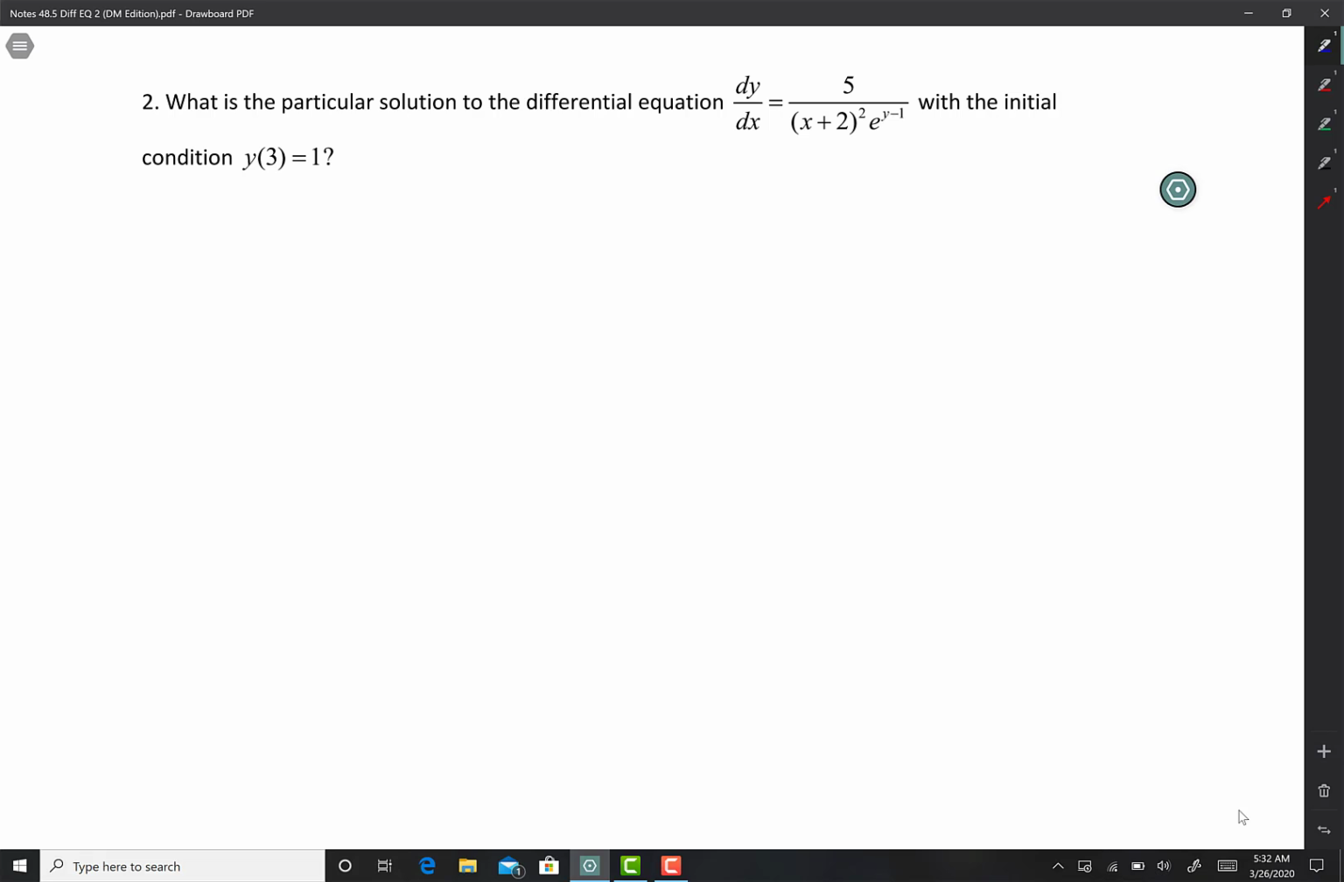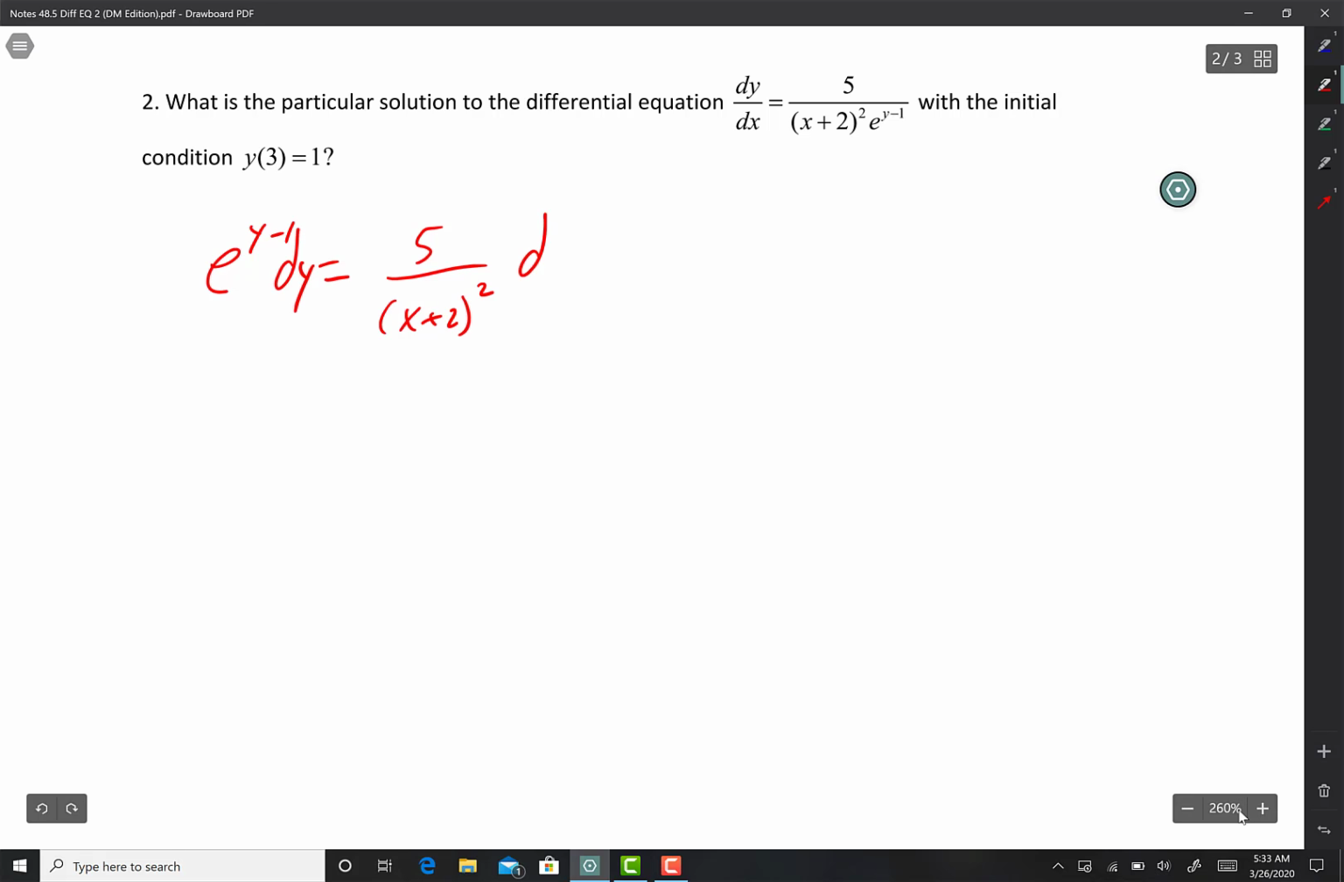So I'm going to put the y's with the y's and the x's with the x's. So here's e to the y minus 1. I'm going to leave that together. So you're going to have e to the y minus 1 equals 5 over x plus 2, close it with a square on it. Oh, I forgot the dy and dx. Do not put the dy in the front of the e to the y minus 1. Put the dy at the end because it signifies the end there.